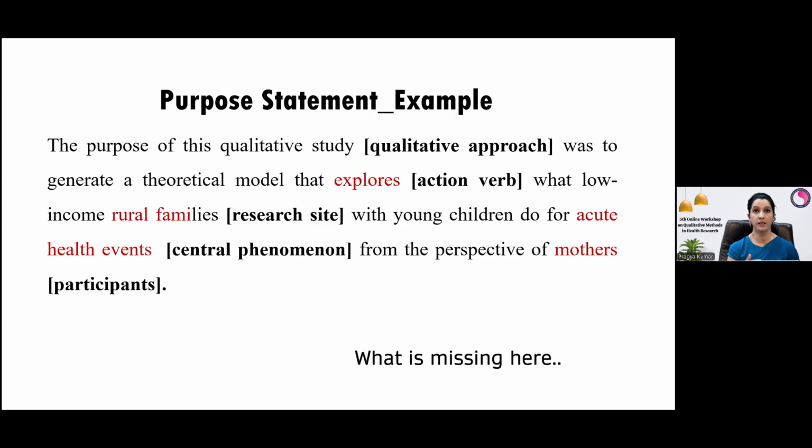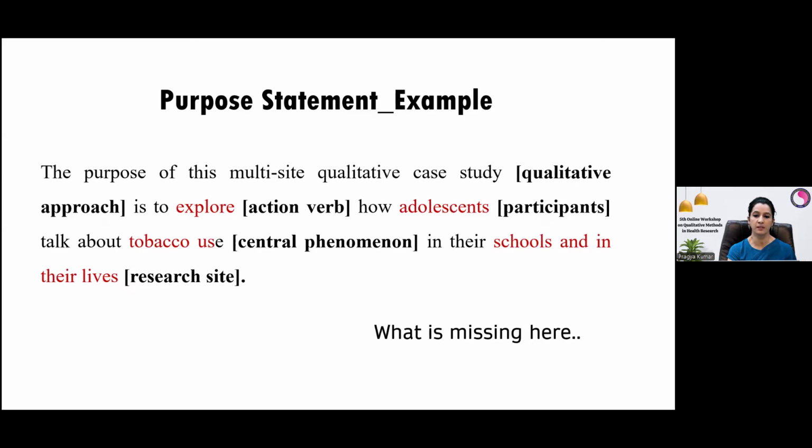You need to define it. That definition will come more in the methods, but here in the purpose statement you have to define what you understand by acute health event. Is it the last 15 days, 2 weeks, or 1 month? Events happening in the last 2 weeks, for example a pneumonia, diarrhea, some infection or injury. So that you have to write. That definition of the central phenomena is missing here.